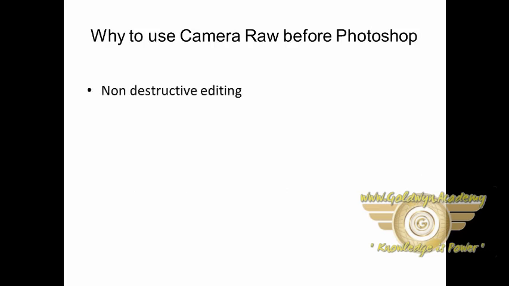The first reason is Camera Raw is a non-destructive editing tool. That means whatever you do in Camera Raw will not be stored in the file itself. That means the original file will remain the same no matter what you do in Camera Raw. It will create a supportive external file that will save all the changes you have made in Camera Raw.